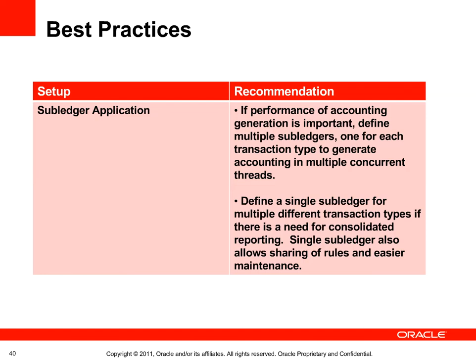If reporting across accounting of several transaction types or source systems is more important, then you may consider consolidating the transaction types or source systems in a single or a few subledgers. Note that accounting rules are share-enabled only within a subledger. Therefore, having a single subledger has the additional benefit of rule sharing and minimizing the setup maintenance.